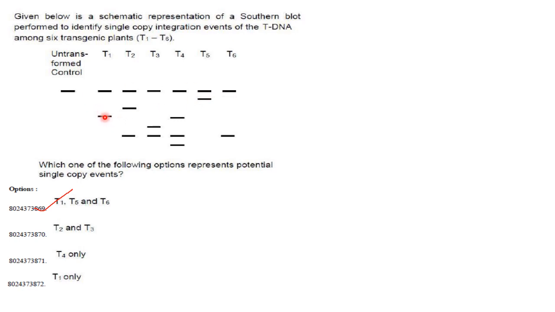Now if you see T1, it is having only single copy transgene, only one single band. T2 is having two bands, so it is a double copy integration. And T3 is having 2 copies. Then T4 is having 1, 2 and 3 copies. T5 again 1, T6 again 1. So T1, T5 and T6 are having single copy events. So the answer here is option 1.